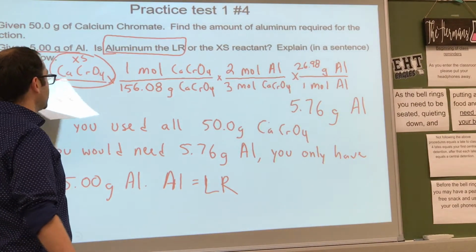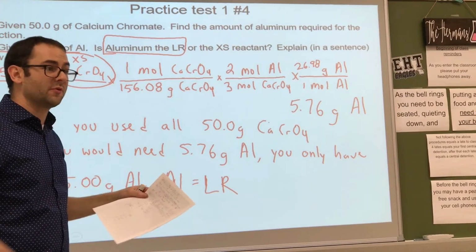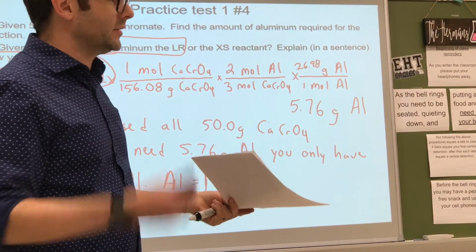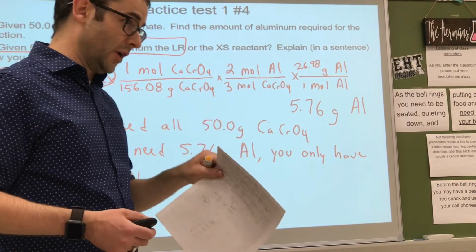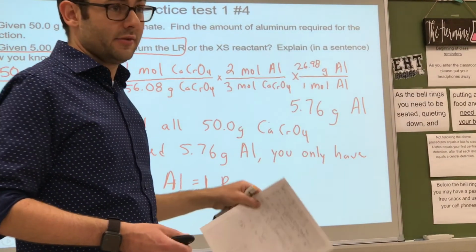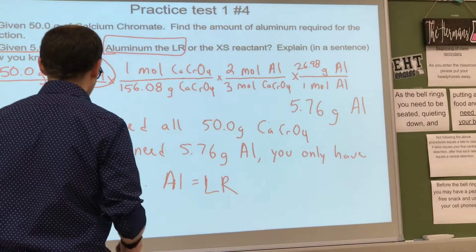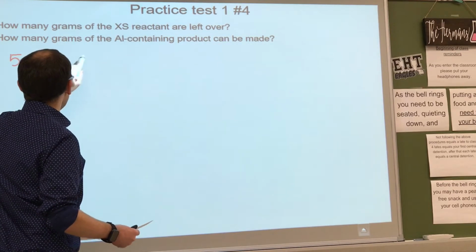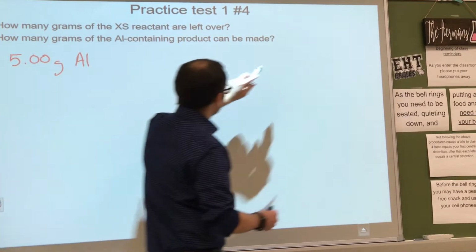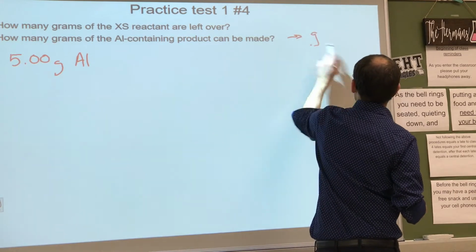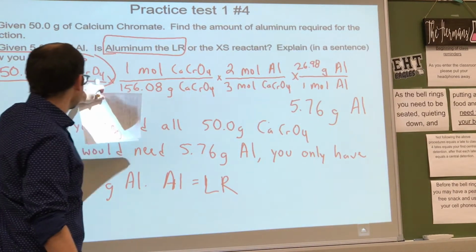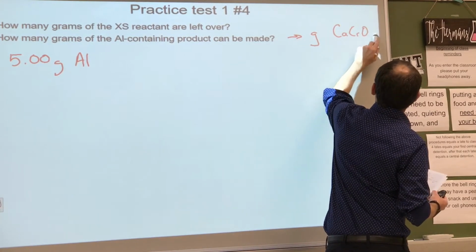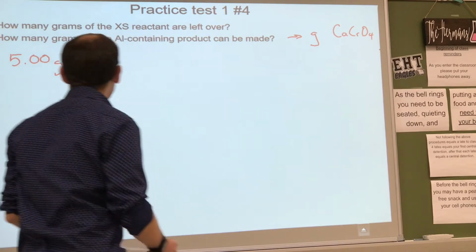So what would you start with in this problem? You wouldn't start with the 50 grams. What did we start with before when we tried to figure it out? The limiting reactant, all right? So what's the limiting reactant? Aluminum, right? And how much of it do you have? 5.00 grams of aluminum. So for this one, you would start with 5.00 grams of aluminum, and then you're going to convert that into grams of calcium chromate, because that's the excess. All right, so let's do it.